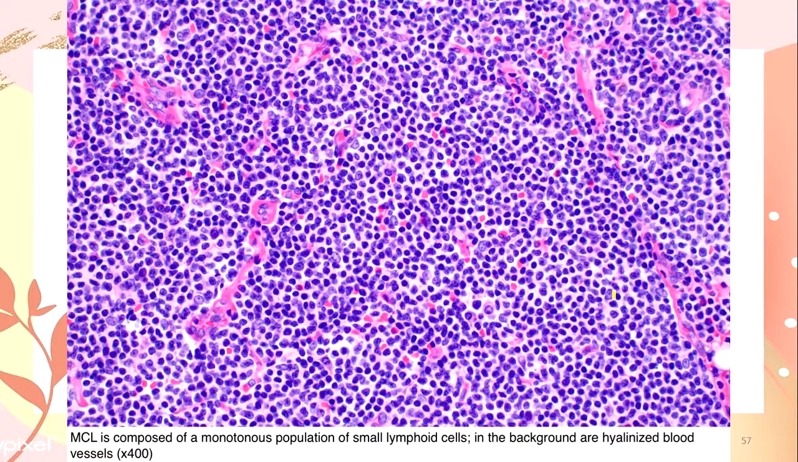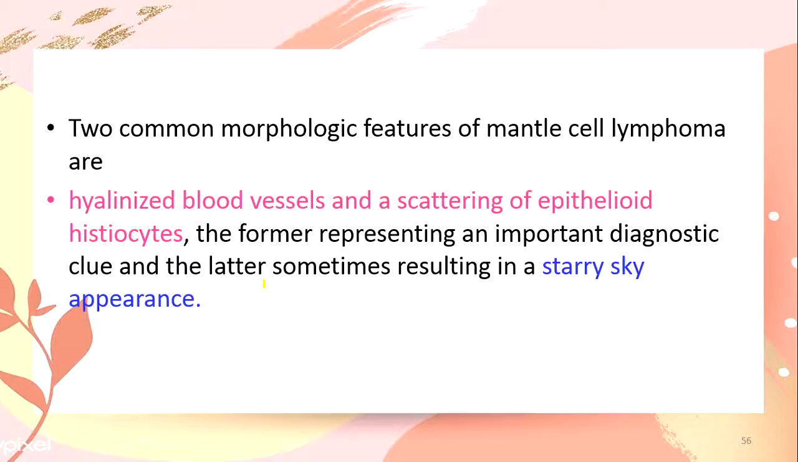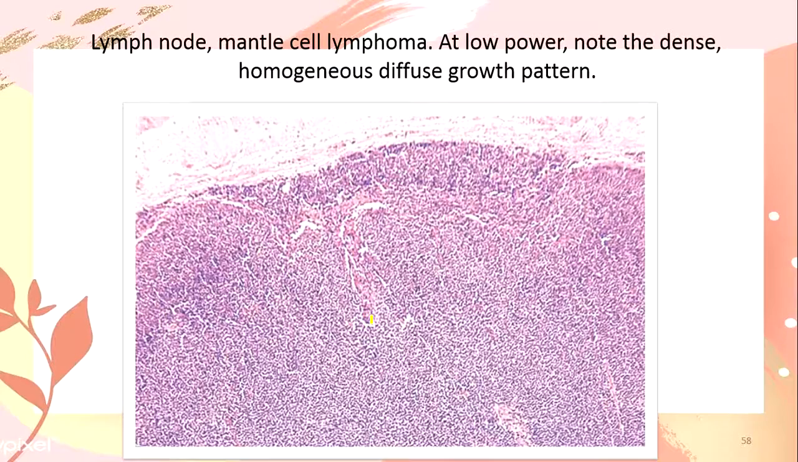The morphology of the lymph node seen in mantle cell lymphoma is monotonous population of small lymphoid cells in the background of hyalinized blood vessels. These are hyalinized blood vessels, and there is monotonous population of lymphoid cells. Epithelioid histiocytes represent important diagnostic clue and sometimes result in starry sky appearance. There is diffuse growth pattern.